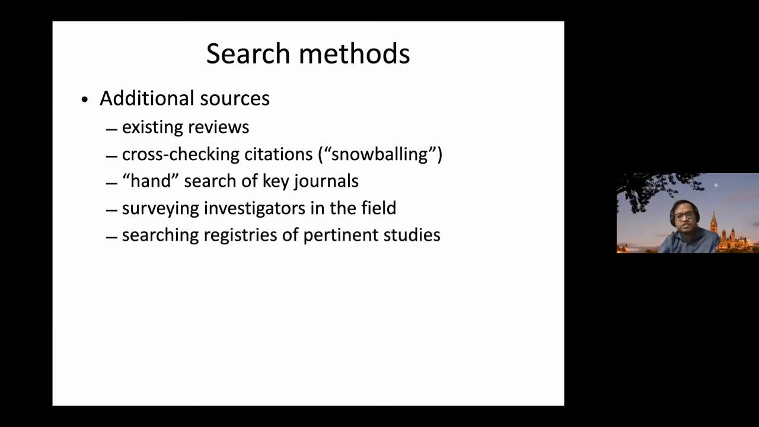And you can search the registry for pertinent studies. And what do I mean by that? So you can go to a registry such as clinicaltrials.gov and do a search. And this is especially useful when there is a topic, say, if you're talking about COVID, then it's really important to look at that, because this is an evolving topic where new studies are being done and coming out very fast. So you can search these registries.